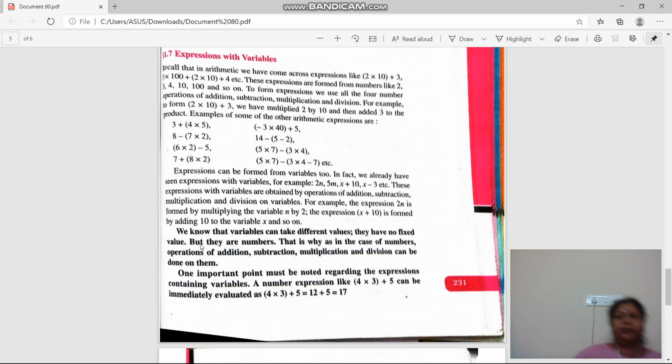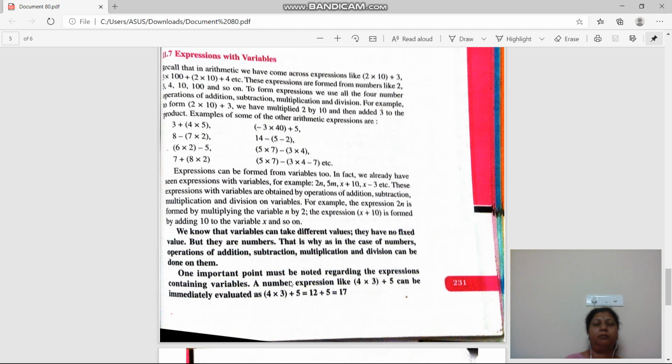So if numbers are given as the value of the variables, the operation can be done. So I have said a plus 7, and where a is 3, instead of a we write 3. 3 plus 7, we get 10. Right? So see here.